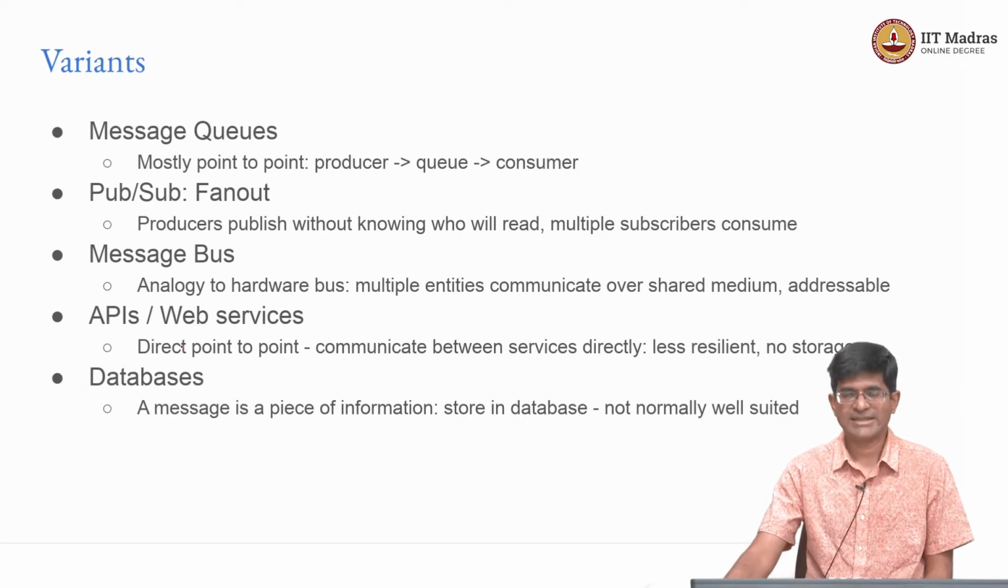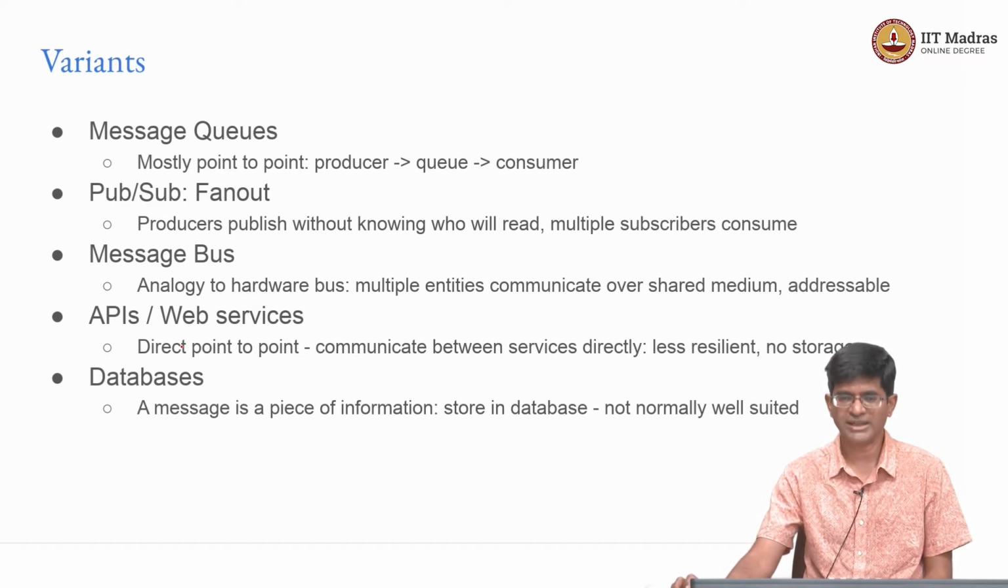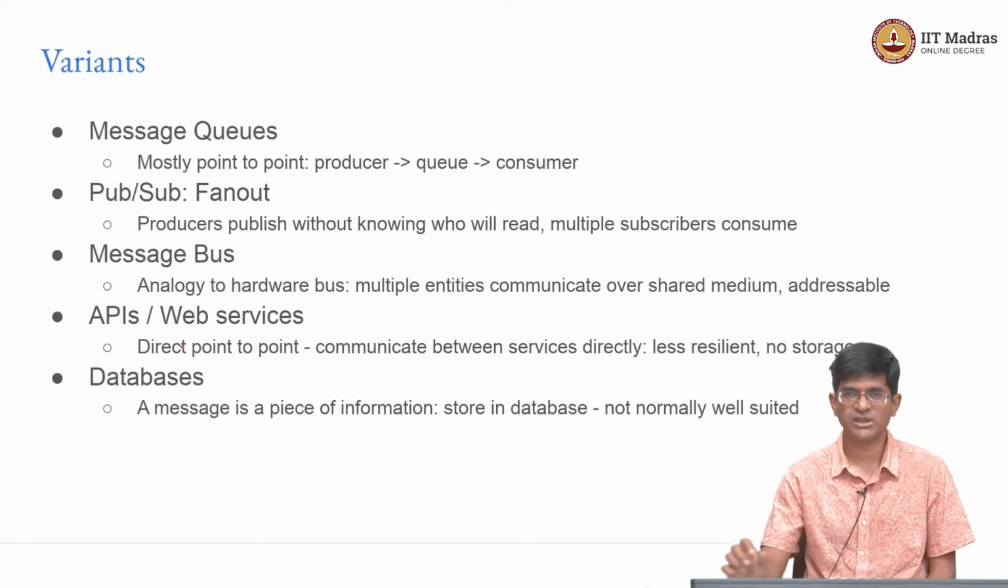Now there are many variants to how this can be implemented. The message queue is what I have been focusing on for the most part. It's a point-to-point link in the sense that there is a producer, but instead of the producer directly sending a message all the way to the consumer, an example of this would be the producer is the web front end that accepts the image to be processed, and the consumer is the server that's actually going to do the image recognition.